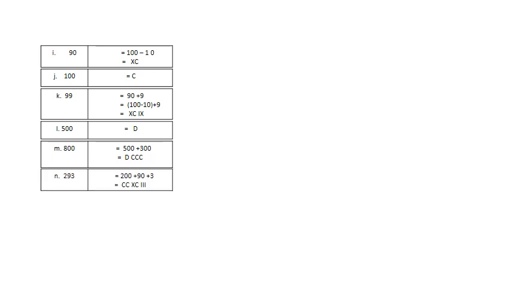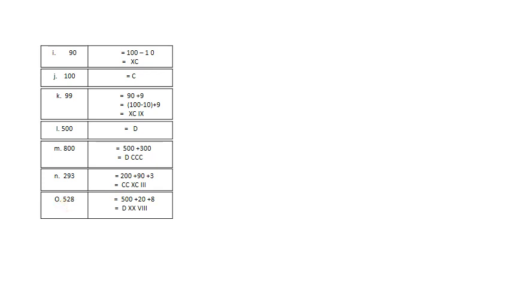Next one, 293. We have written this in expanded form, 200 plus 90 plus 3. Now 200 we are going to write down as 100 plus 100 which is CC. 90 we are going to write down as 100 minus 10, and 3 we write down as III. So 293 can be written in Roman numeral as CCXCIII, means 293.